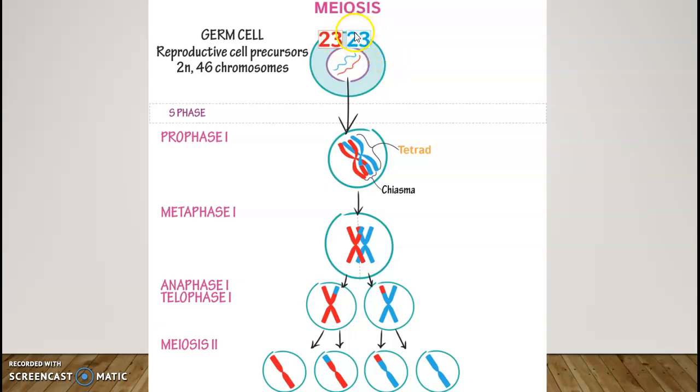In essence, the purpose of meiosis is to take this one diploid cell with 46 chromosomes and create 4 cells that are haploid, that would have 23 chromosomes each. These gametes that are then produced could be used in the process of reproduction.